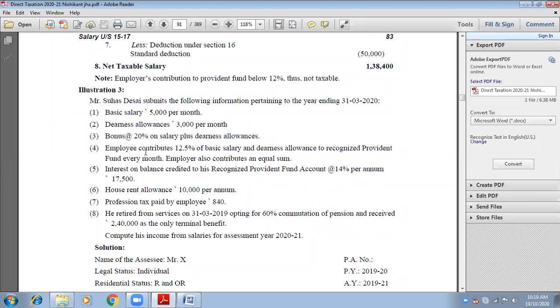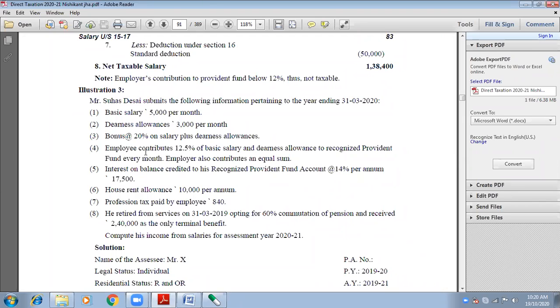But how much is exempted? 12 percentage. The employer can contribute up to any extent. He can give you 18 percentage also, he can contribute 20 percentage also. I'm not talking about the limit of the contribution from the employer's point of view. It's his wish. What I am talking about is the exemption limit, which is up to 12 percentage. Above 12 percentage, it will be taxable.